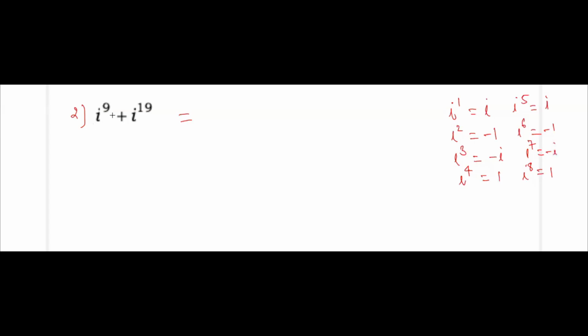So what we will do is put this in the form of i to the power 4 multiples. This will be equal to i to the power 8 into i. I can write this like this, and I can also write plus i to the power 16 into i to the power 3. Why I'm doing it is because i to the power 4's multiples become 1. So this will become 1 into i, and i to the power 16 again will become 1. And we know that i to the power 3 is equal to minus i, so this will become minus i.